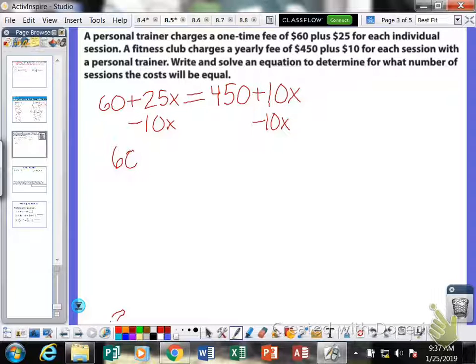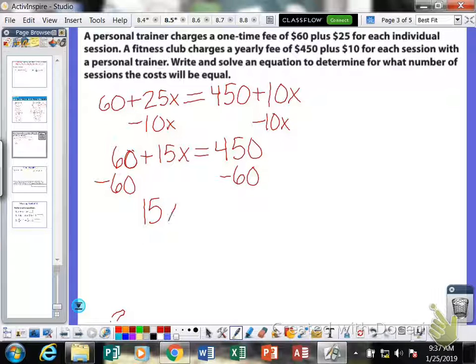Now I have to combine my terms without the variables. We have 60 and 450. And I want to get them on the same side, opposite of the term with the variable, because I'm trying to find what x is. So I'm subtracting 60 from each side. And that's going to leave me with 15x equals 390.